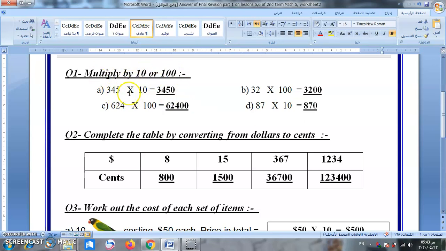So here we multiply, نضرب. 345 multiplied by 10 equals, we just put here... How many zeros here? كم صفر عندنا يا شباب؟ 1. So we add only 1 zero. So it will be 3450. The product 3450. Good. And here we put 2 zeros, so it will become 62400. And here we put 2 zeros, so 3200. 87 times 10, we put only 1 zero, so 870. What next?